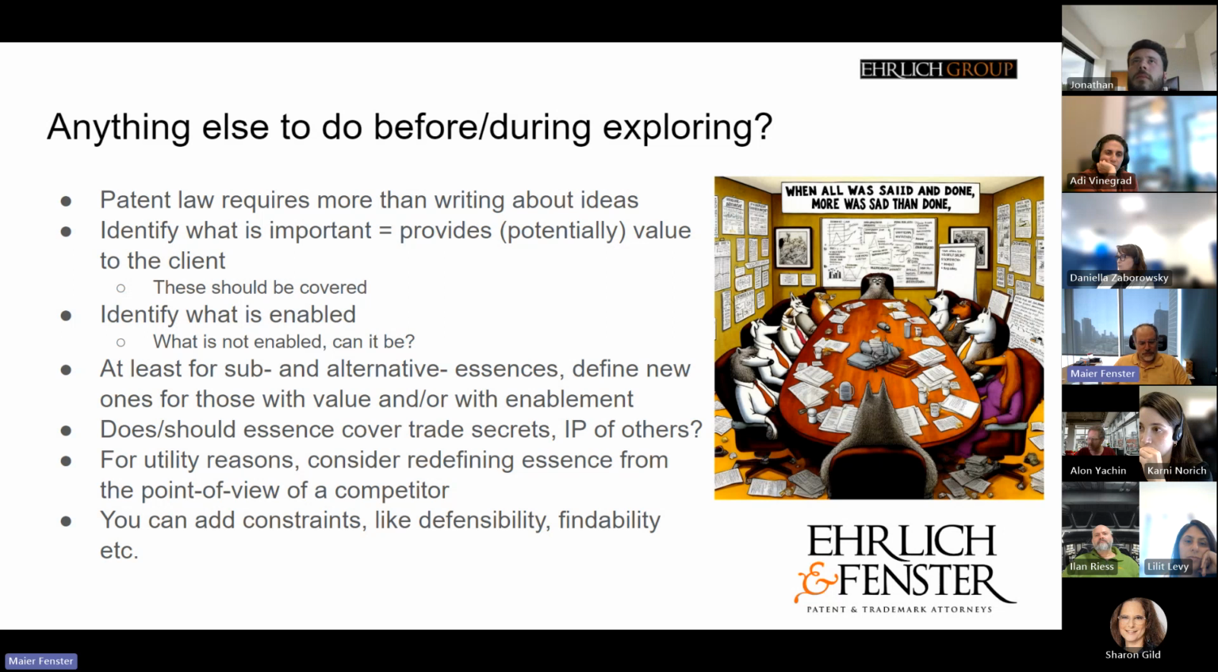Since we're often writing patents in order to block a competitor, then we have to ask ourselves, should we perhaps redefine our essence from the point of view of such a competitor? And some people like saying that the essence, or the invention, is only interesting if it's defendable, or if you can figure out if somebody's infringing and so on. So these can also be added as constraints for your search process, both of the essence and when you're exploring the invention further.